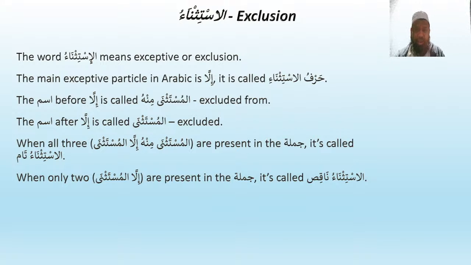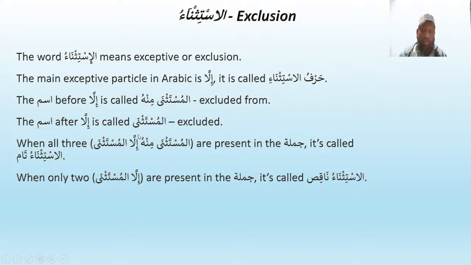The ism before illa is called al-mustathna minhu. So we have illa, and we have a word before it, and we're going to have a word after it. We look at the illa first. The word before illa is called al-mustathna minhu, excluded from. The ism after illa is called al-mustathna, excluded. We have illa in the middle; the word before it is al-mustathna minhu, and the word after it is al-mustathna.